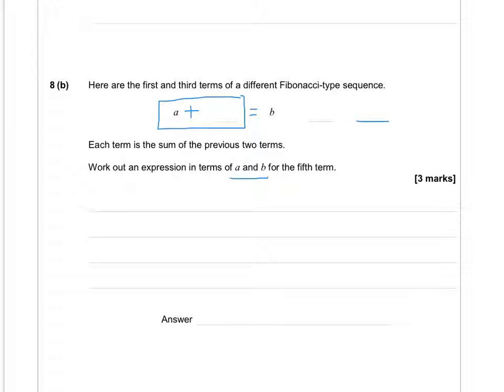Now I'll call this one N, because I don't know what it is. So A add N equals B. So what I know then is that N is B take away A. So this second term just here, I know that it's B take away A. Now just be careful here, don't start bringing in loads of different letters. That's just for me explaining really. The next part, we shouldn't need any other letters.